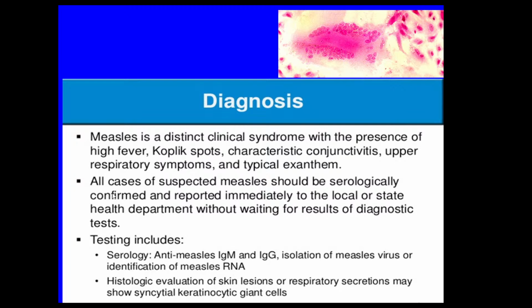But usually if we have complications, for example, subacute sclerosing panencephalitis, then the testing may include anti-measles IgM or IgG antibodies. Usually IgG is tested in paired sera. Then isolation of the measles virus is possible. And also the identification of measles RNA by PCR test is possible. Quite often we may use histologic evaluation of skin lesions or respiratory secretions because they have a very typical CPE, guys. This is the cytopathic effect of the virus that is seen as multinucleated giant cell formation or syncytial formation. Here, for example, you can see the syncytial keratinocyte giant cells in the skin.